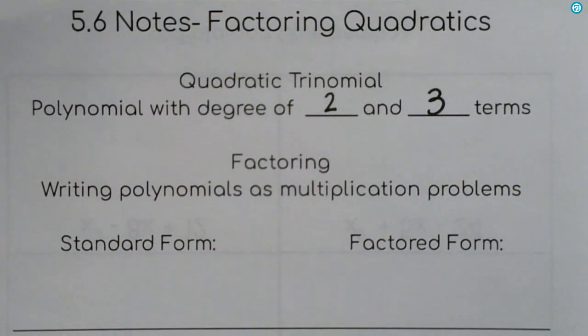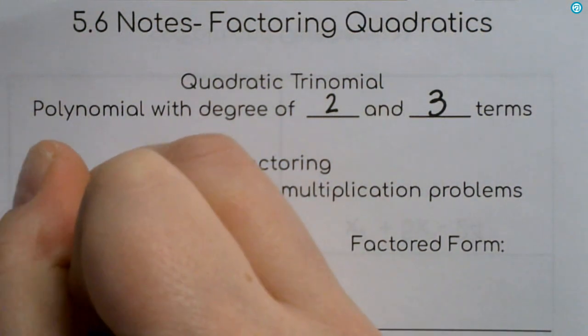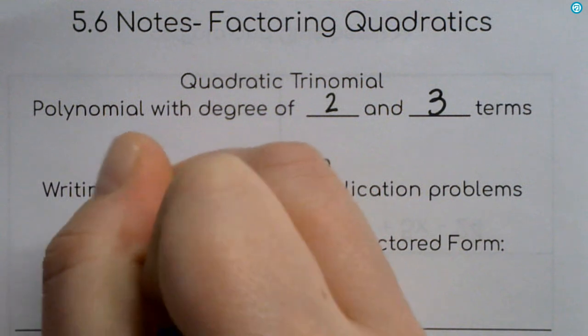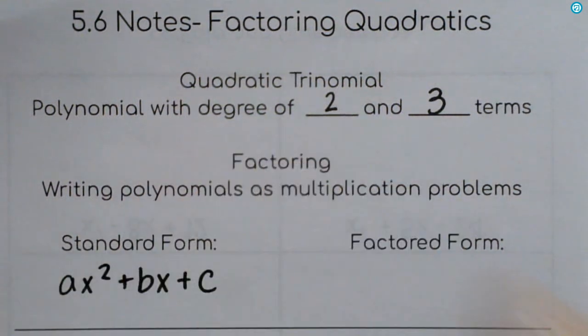Okay, we are factoring. When we factor, we are taking our polynomial and we want to turn it into a multiplication problem. So the polynomials that we start with are going to look like this. They are going to be ax squared plus bx plus c. That is standard form. A, b, and c are just there in the place of numbers for right now.